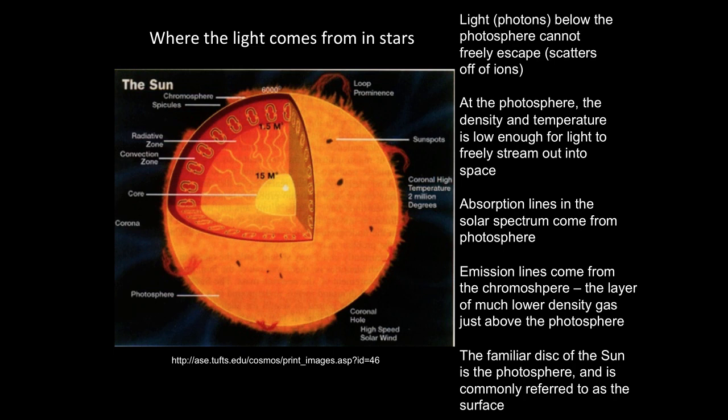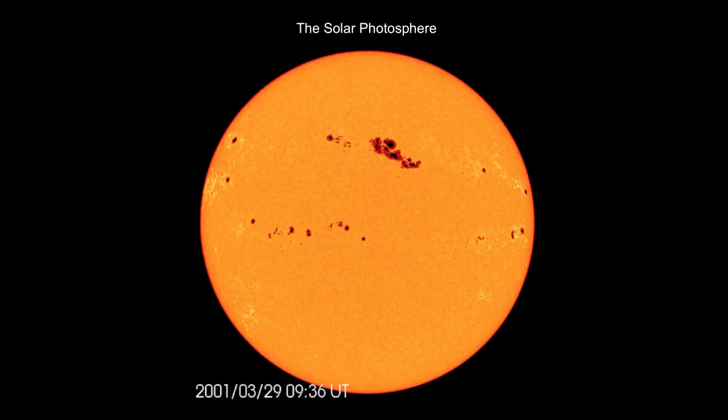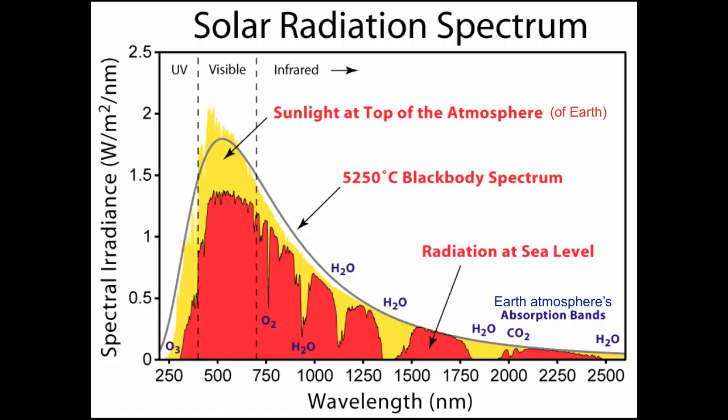And that is because it is hot, the electrons are very excited and so emit a lot of light. So you'll get an emission spectrum from there. So this is the solar photosphere taken through a telescope, the familiar disk of the sun. If you take its spectrum, then you get what we saw as this yellow spectrum before.